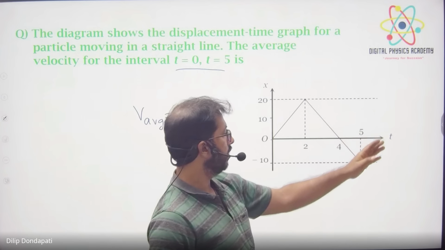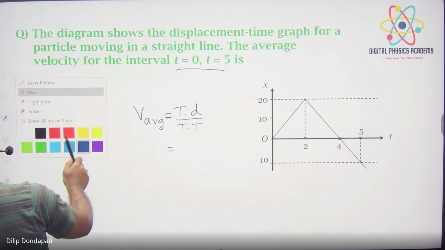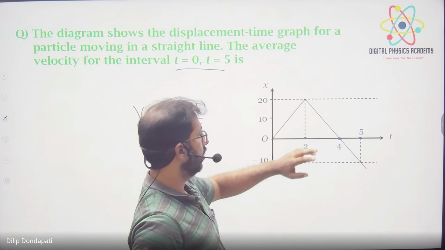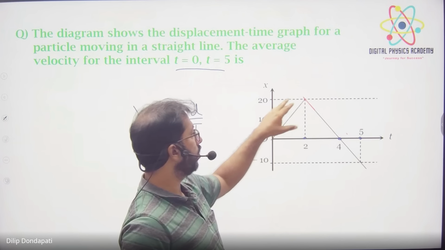So then won't it just be 4 meters per second? This is 4 seconds, right? Time is this: 2 second, 4 second, 5 second. No, then won't it just be like 20/5? The particle went up to 20 and came back, so the total displacement is 20 only. It also went here somewhere, right? From here to here you're telling 20. Oh, okay.